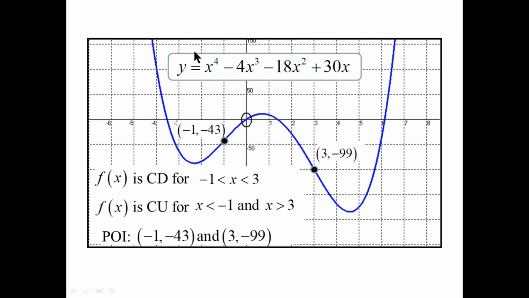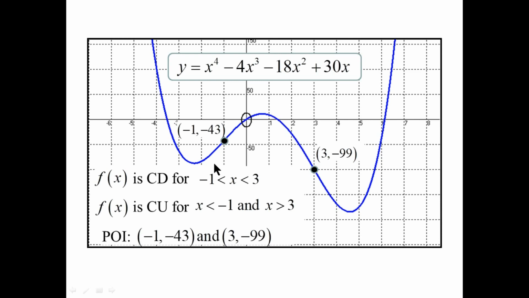A quartic opens up. There it is. There's the equation of it. We can see the concavity is concave down between minus 1 and 3. So between minus 1 and 3, it's an upside down soup bowl. And it's concave up when x is less than minus 1. So there's x being minus 1. Now here's the right side up soup bowl. We can see it's concave up. And similarly to the right of 3, x greater than 3, it's also concave up.